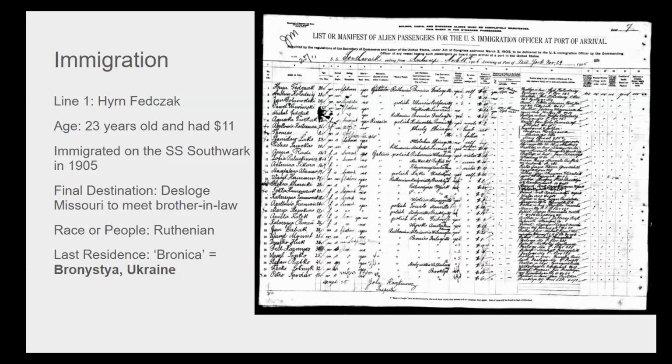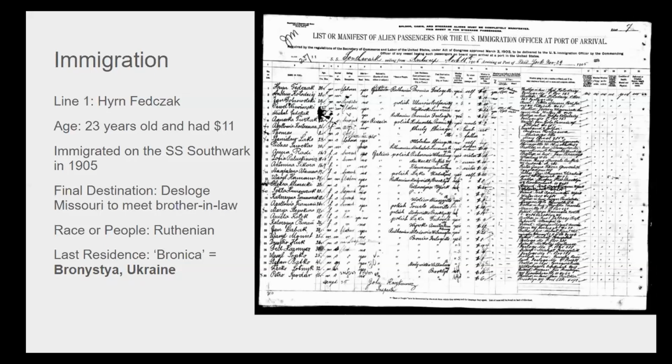Under the race or people category, he identified himself as Ruthenian, and that was an older term that was used to identify Ukrainians or Slavs who were settled on the southern side of the Carpathian Mountains. So just by looking into that term alone and researching that term, that gave me a lot of good information about his identity and his origins.